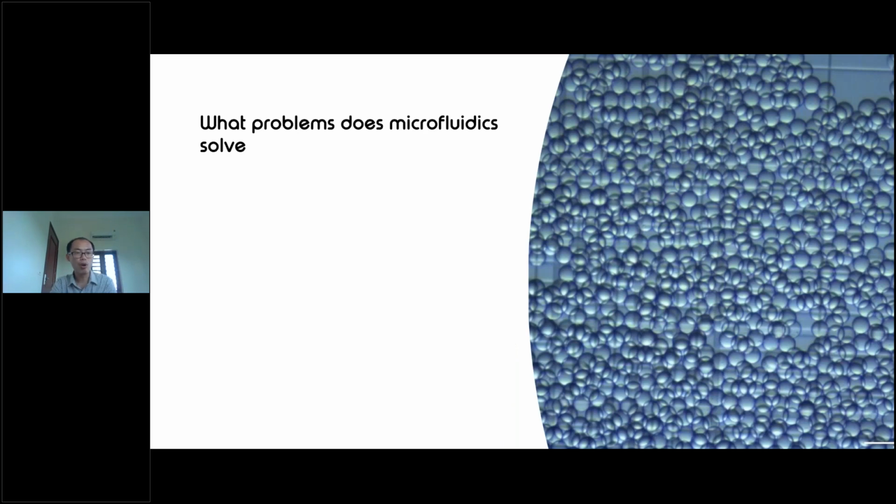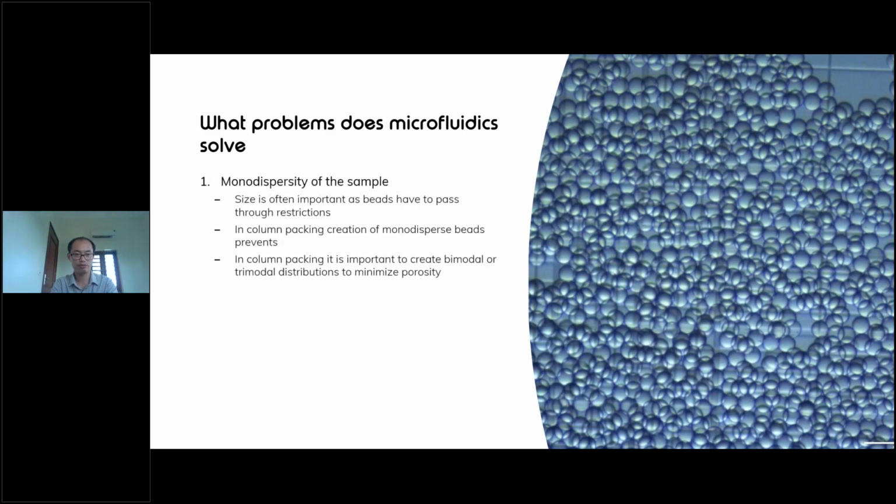So what problem does microfluidics solve for polymer bead production? First, with microfluidics we can make monodispersed samples. In this case, the size is very important as the beads have to pass through a restriction. And in column packing, it's important to create a bimodal or trimodal distribution to minimize porosity.